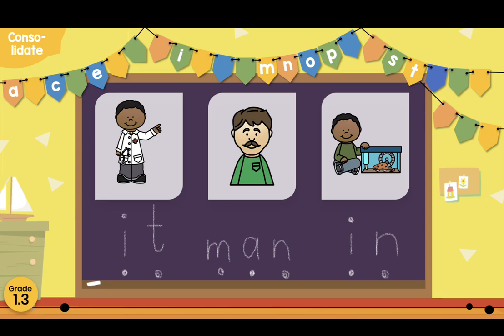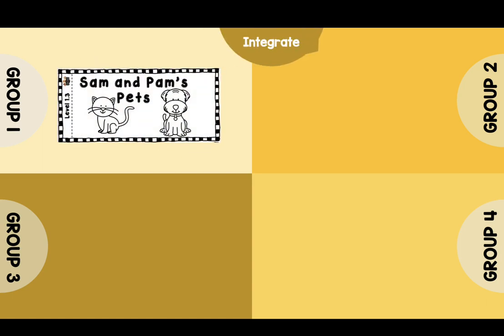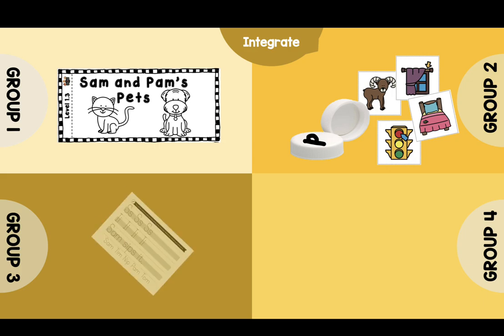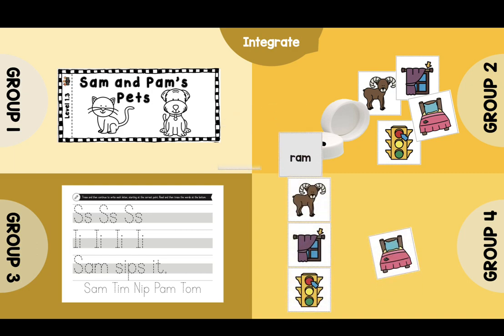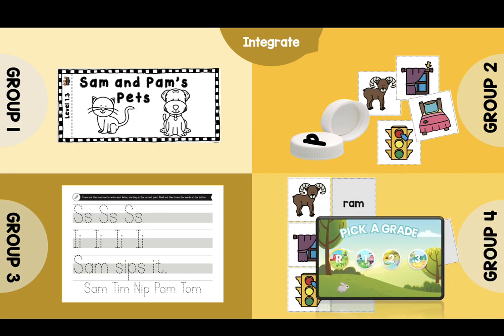Let's read all three words. It, man, in. Now we will divide into our groups. Group 1 will be reading a paper reader. Group 2, you will be using picture cards to build some words with bottle tops. Group 3, you will be doing a page in the handwriting book. And Group 4, you will be playing a lotto game or do an activity on the Time to Read app.